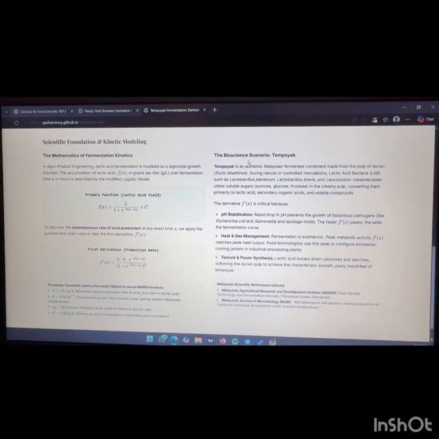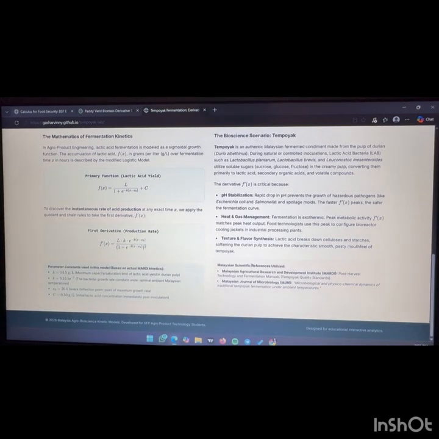Next, we have the bioscience scenario, which is for tempoyak. Basically, tempoyak is an authentic Malaysian fermented condiment made from the pulp of durian. And then I already explained this in a previous part. So the derivative F prime x is critical because it helps with pH stabilization, heat and gas management, and texture and flavor synthesis. So Malaysian scientific references utilize this part.